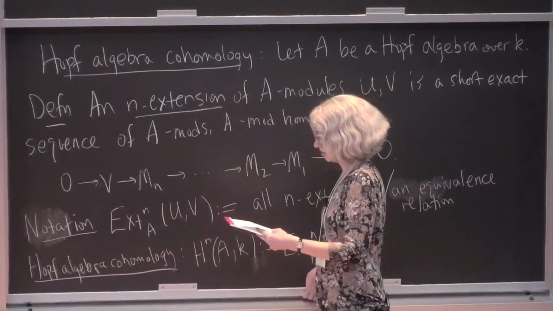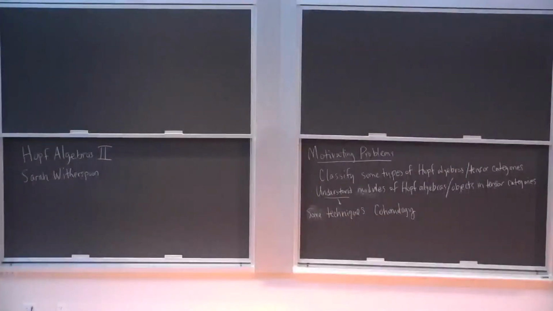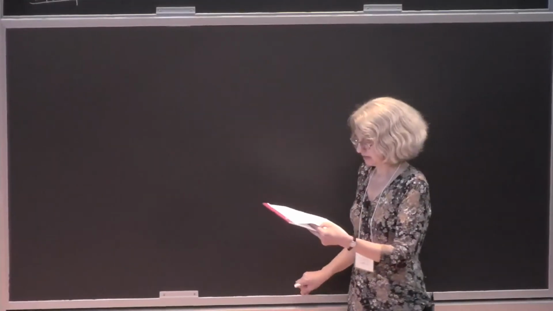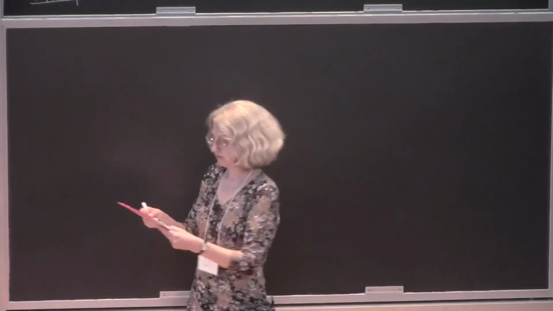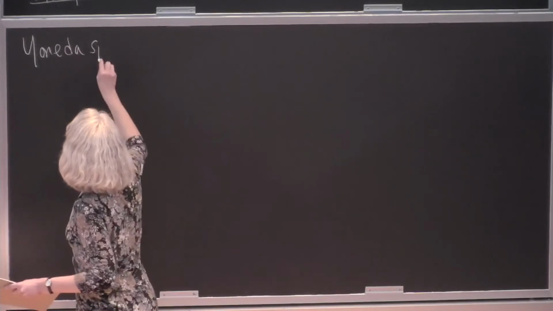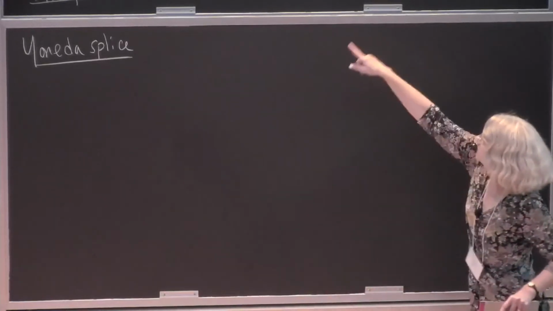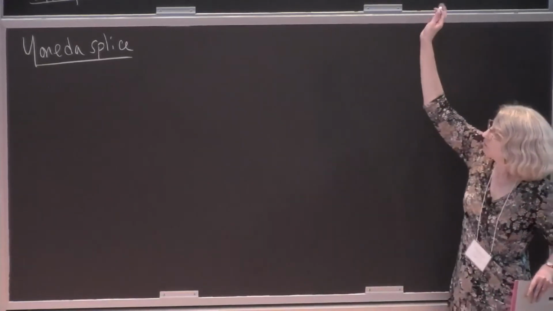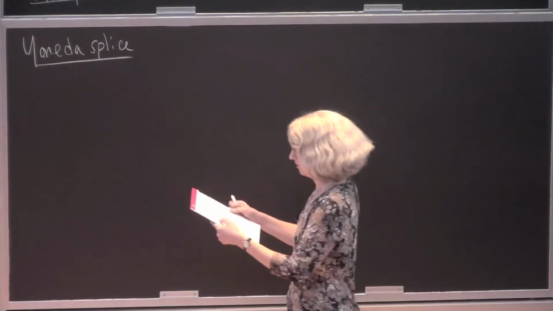Okay, so the Hopf algebra structure comes up when putting these together into a cohomology ring. I'll define that next. Let me first of all write down the Yoneda splice. We're going to be interested in taking two extensions and putting them together to get another extension. Let me write this down for extensions of k by k.